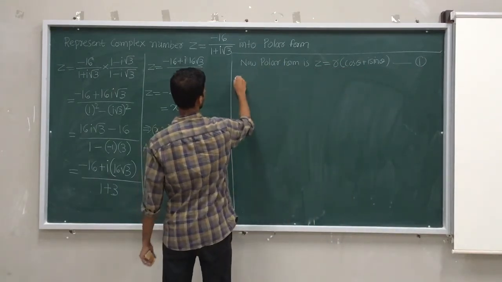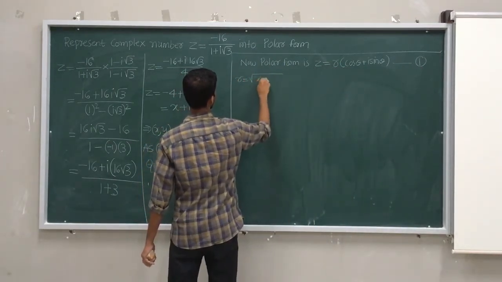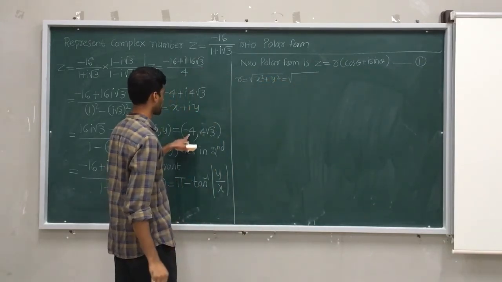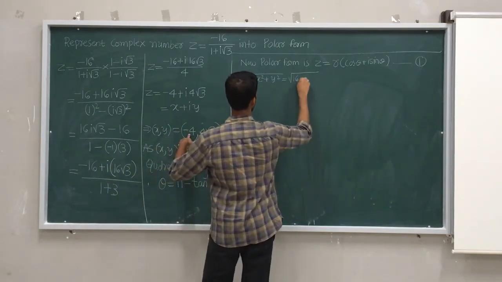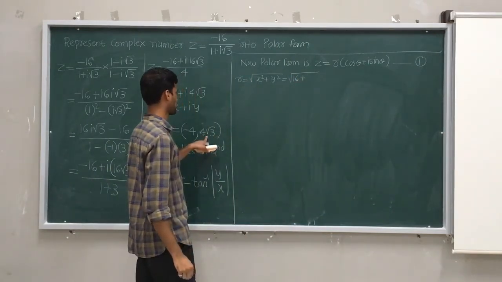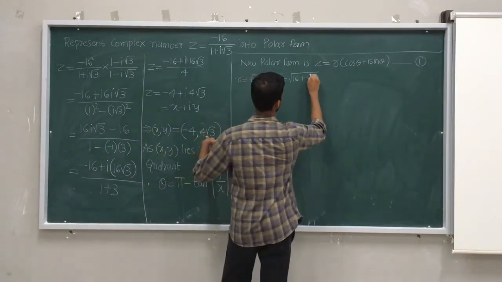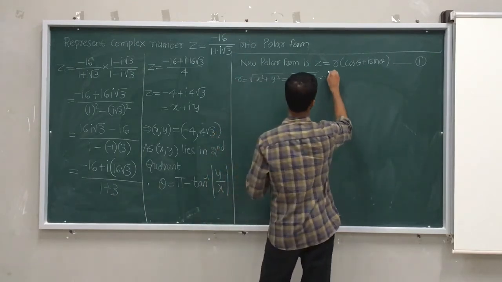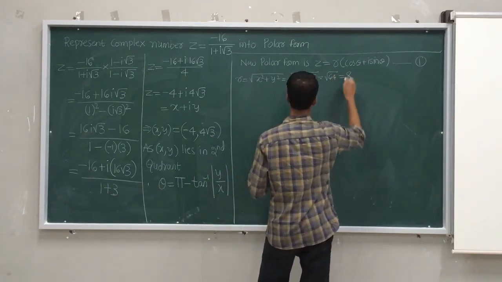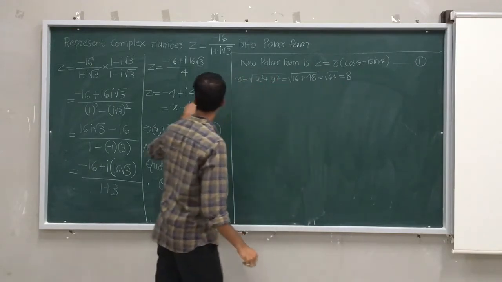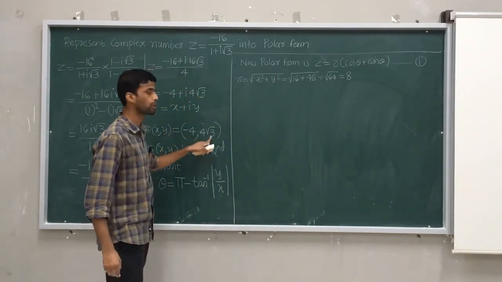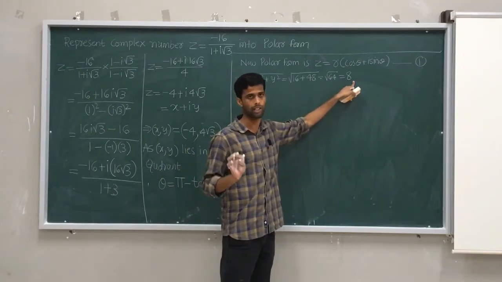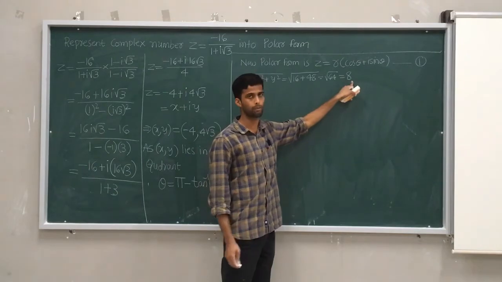Now what is r equal to? It is nothing but square root of x square plus y square, where x is minus 4. So minus 4 square is 16 plus y square, 16 into 3 is 48. So 48 plus 16 is 64. It is root 64, which is 8. So what does 8 indicate? That the point minus 4 comma 4 root 3 is at a distance of 8 units from the origin. I forgot to tell you, but I already mentioned in a previous video what the modulus indicates.